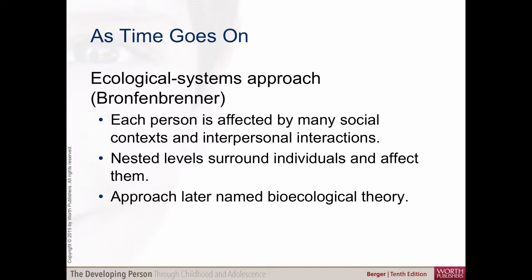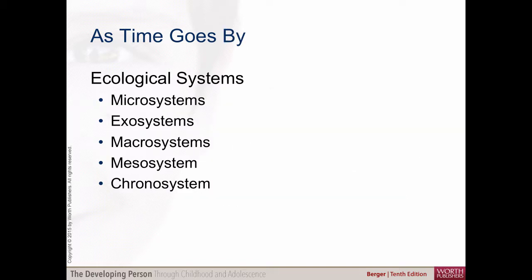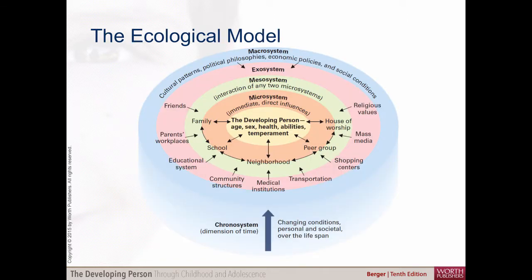As time goes on, the ecological systems approach, which is Bronfenbrenner's: each person is affected by many social contexts and interpersonal interactions. Nested levels surround individuals and affect them, an approach later named bioecological theory. So each person in the ecological system has the microsystem, exosystem, macrosystem, mesosystem, and chronosystem. Each person is affected by interactions among overlapping systems, which provide the context of development.